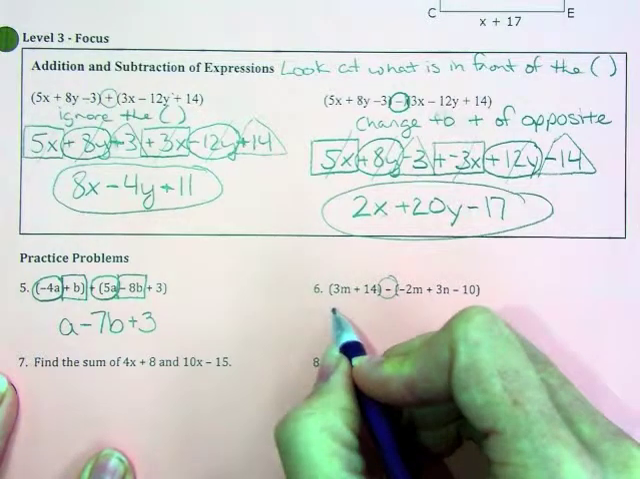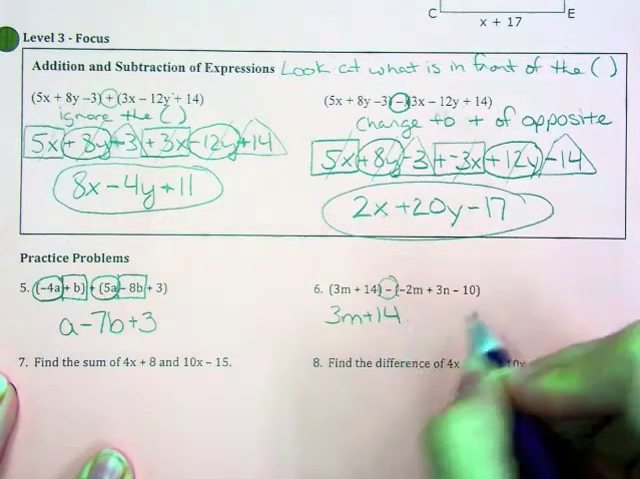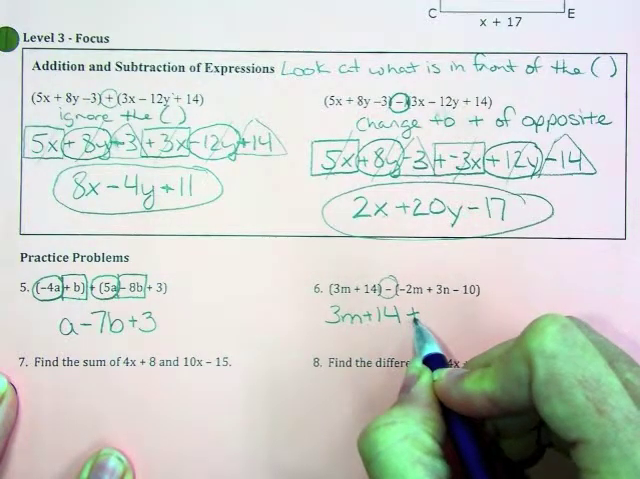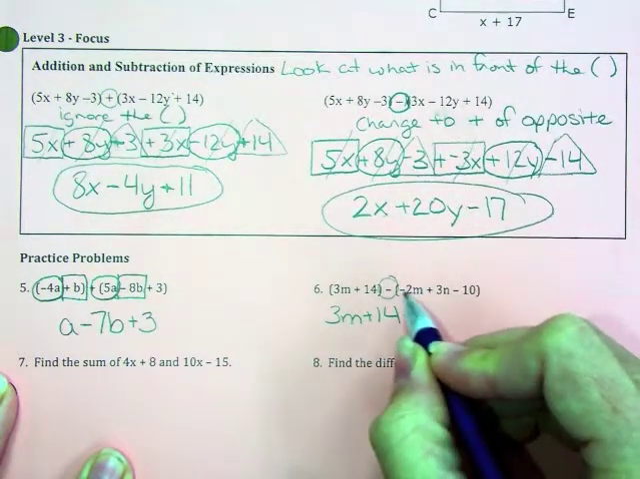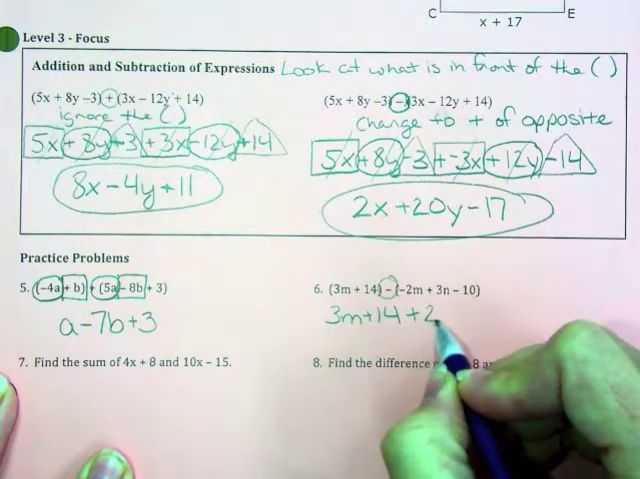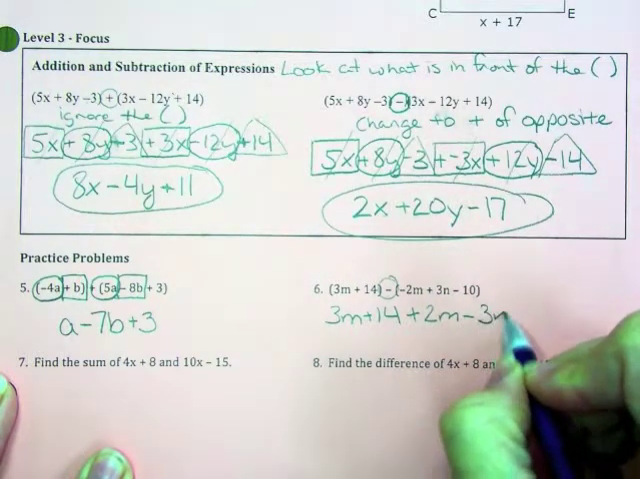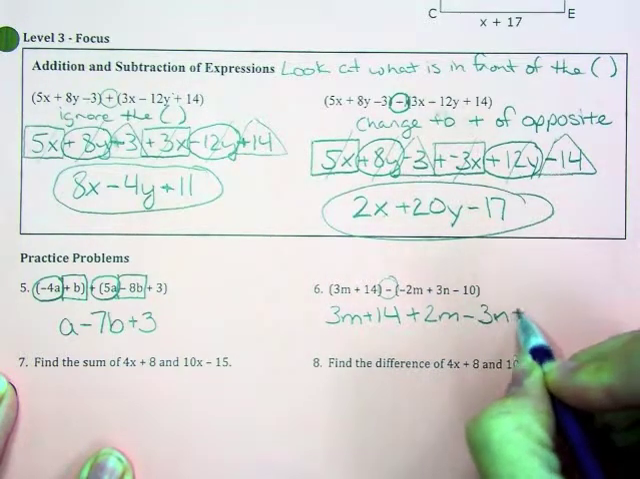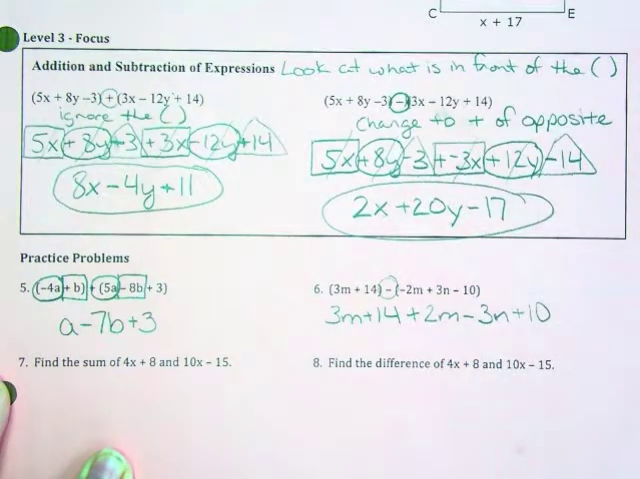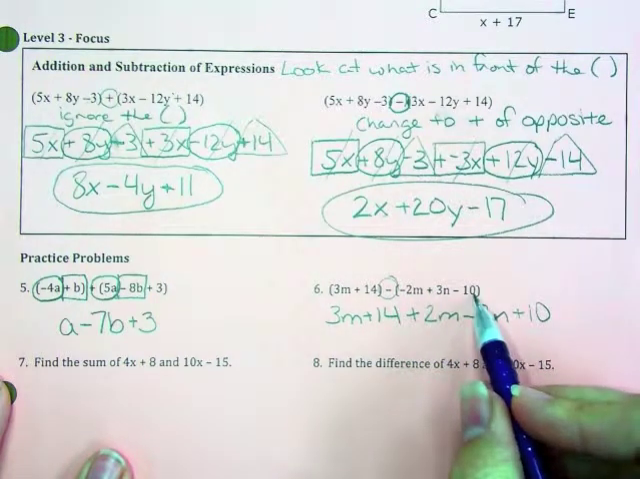I'm going to leave the first parentheses as they are. I don't need the parentheses, so I won't write them. I'm going to change it from minus to plus. Now I'm going to take the opposite of anything in the parentheses. So a negative 2m becomes a positive 2m, a plus becomes a minus 3n, and a minus becomes a plus 10. We changed it to addition, and we took the opposite of everything that was being subtracted.